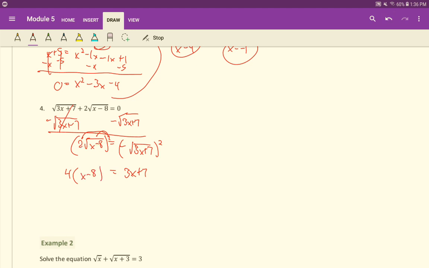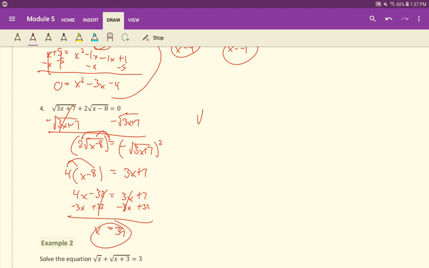Okay, so now we can just distribute the 4. And we'll have 3x plus 7. We'll subtract the 3x from both sides, and I'll also add the 32 to both sides. And so 4x take away 3x is going to give us x. That will cancel. Negative 3 minus 3x is gone, and then 7 plus 32 is 39. And so there's our answer.